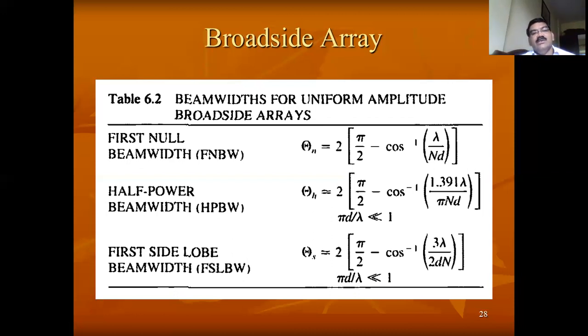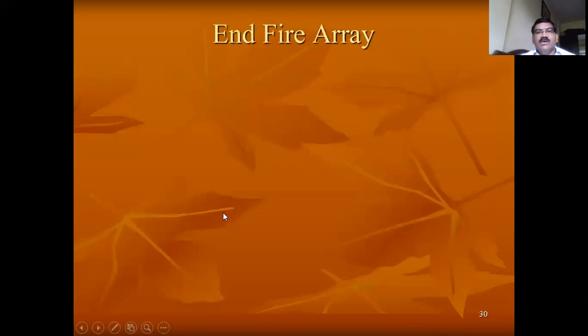In most of the cases, half power beam width is considered. Then first side lobe beam width. So for the first side lobe, what will be the beam width? These are the formulations. You must know the basic fundamentals of this: that is null beam width, first null beam width, and the half power beam width. Now we will go for the end fire array. Now this broadside array, I hope is clear. Now we will go for the end fire array.